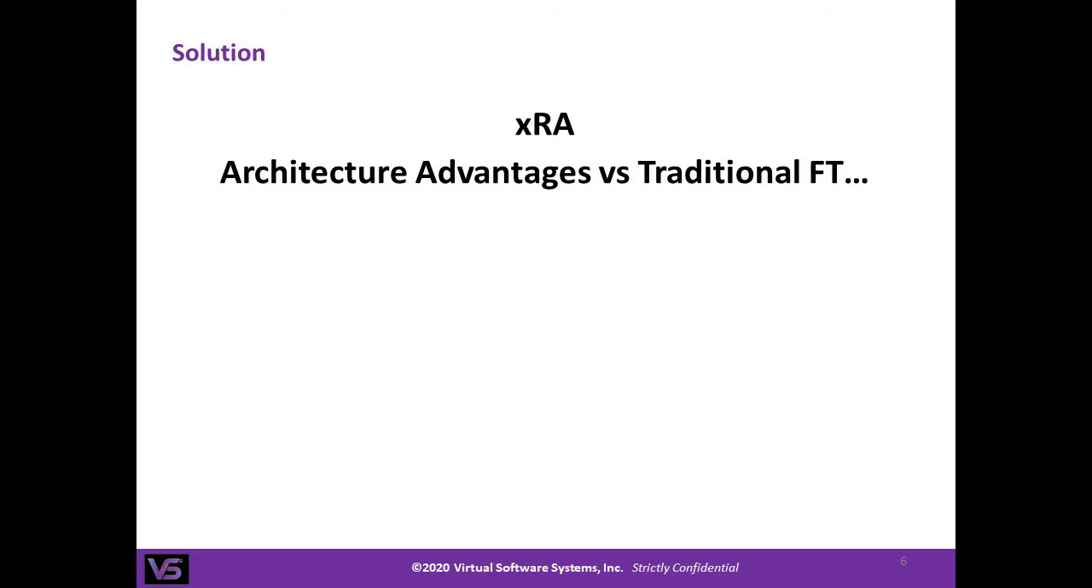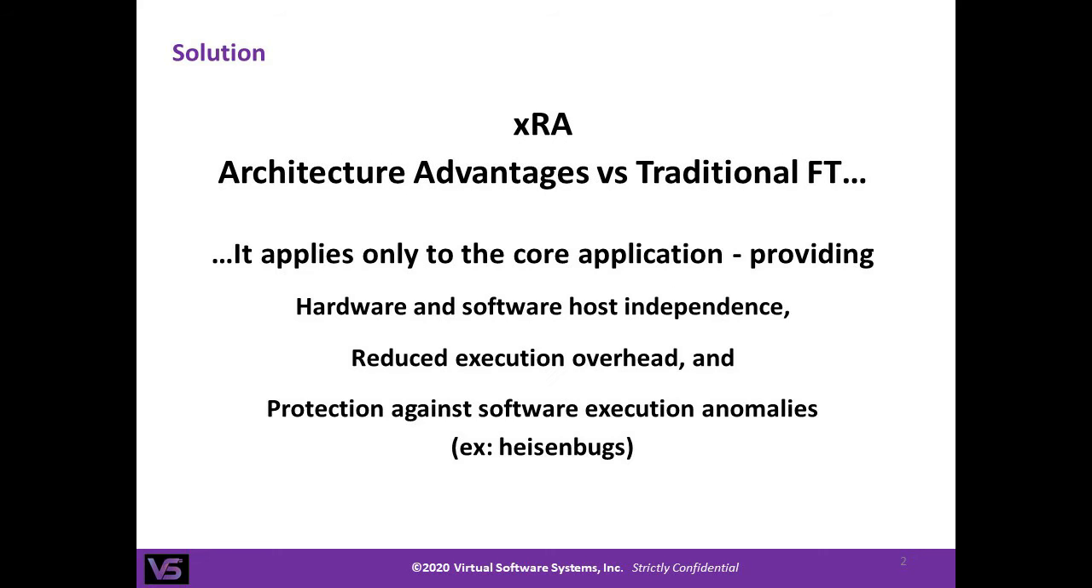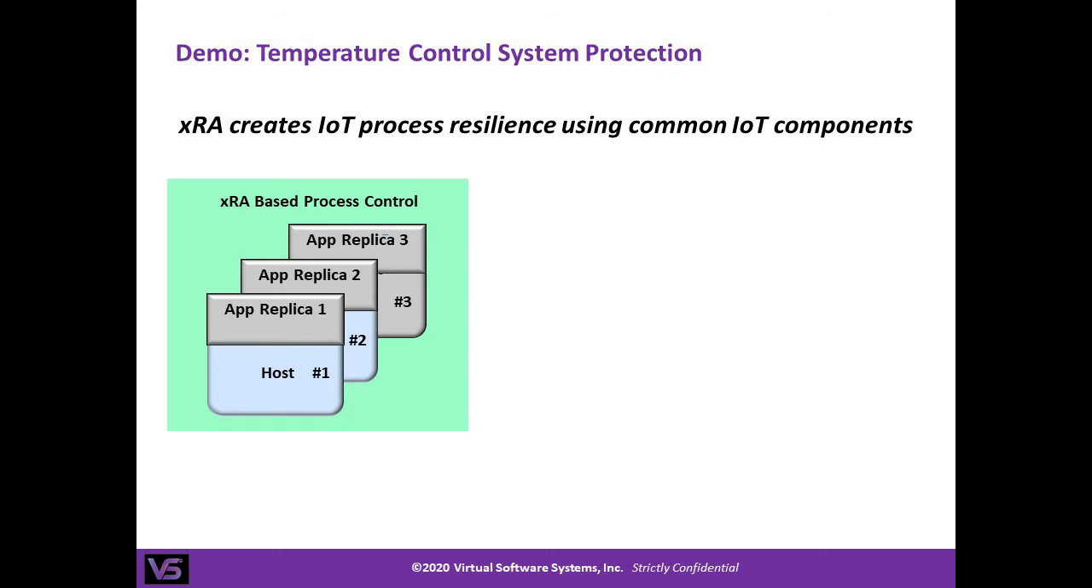As an architecture, X-Ray has advantages versus traditional fault-tolerant technologies because it applies to only the core of a system's functionality, the application. Its design provides hardware and software host independence, reduced execution overhead, and protection against software execution anomalies, such as Heisenbugs. This illustration of the demo shows how X-Ray creates process resilience using common IoT components.